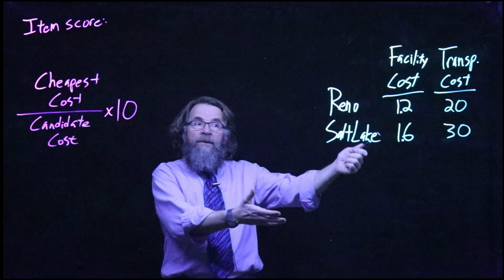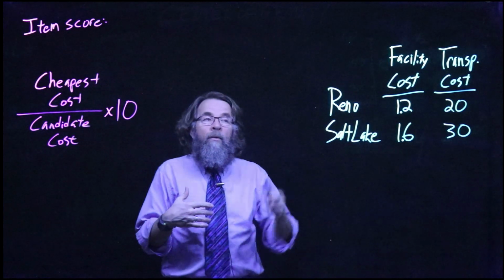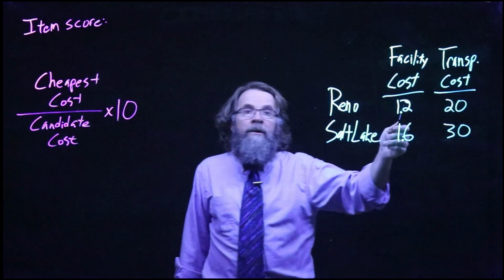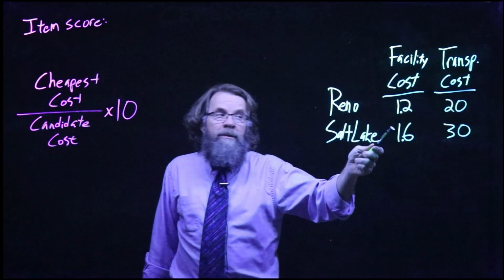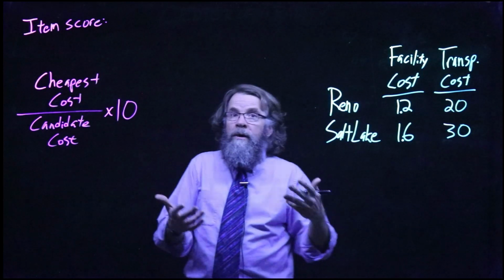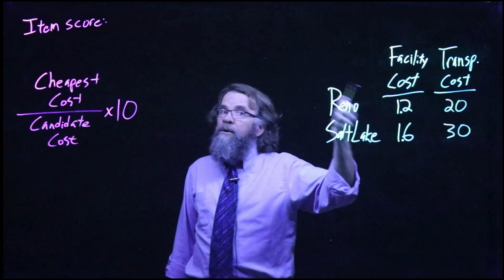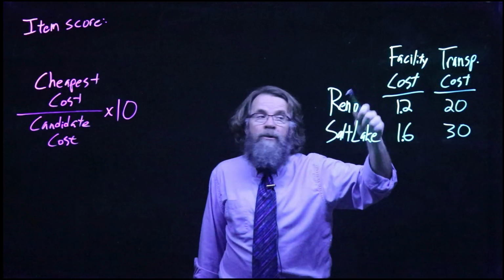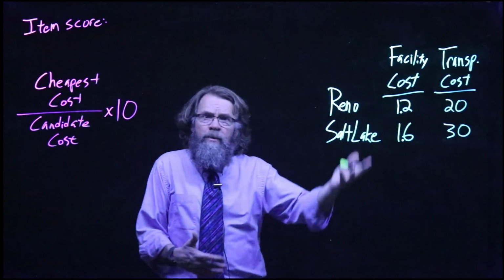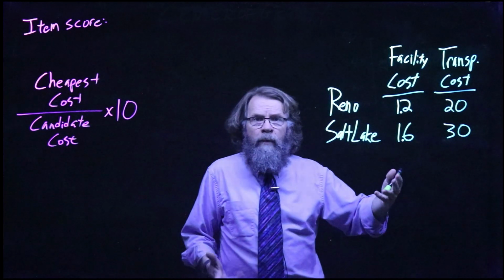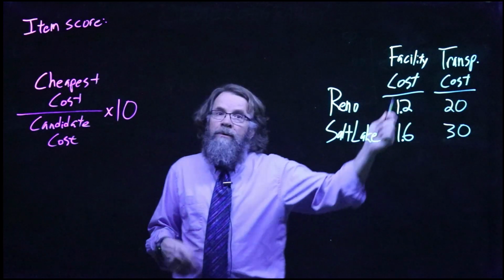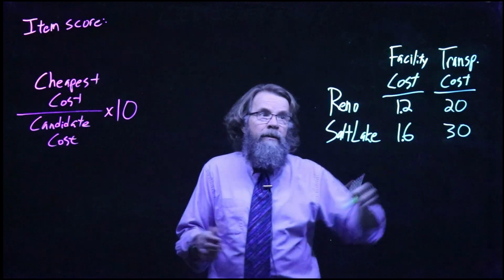So, for example, let's suppose we're considering Reno and Salt Lake City, and the cost to operate the facility per year in Reno is $1.2 million, and the cost in Salt Lake City is $1.6 million. Reno is cheaper, and in the case of costs, cheaper is better, so Reno should get the score of 10 if these are the only two candidates, and Salt Lake should get something else, but it doesn't deserve a 0. It's pretty close. It's not that much higher than Reno, so what should it get? That's what we're about to do. And then we'll also just do transportation cost as another example.